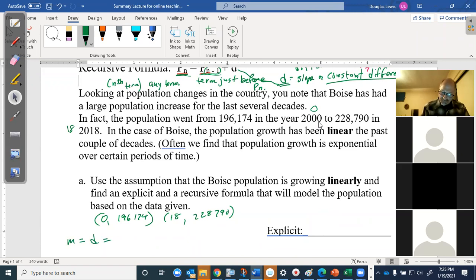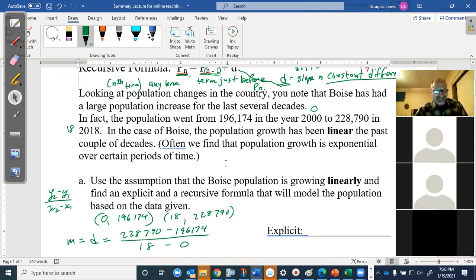So if you recall the slope formula, you subtract the y values, in this case the P values: 228,790 minus 196,174, over, you subtract the x values. If you don't remember that, I'll just write it up here. y sub 2 minus y sub 1 over x sub 2 minus x sub 1. Hopefully that rings a bell. Does that ring a bell? Yeah? Okay, good. That was the old slope. D is the same thing.